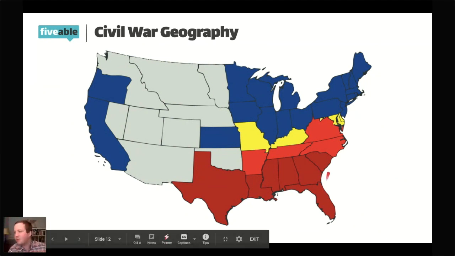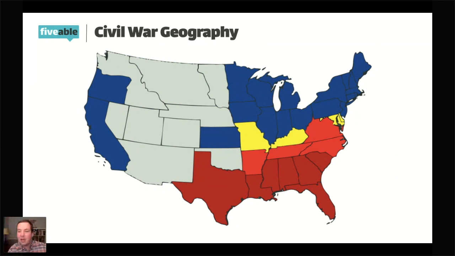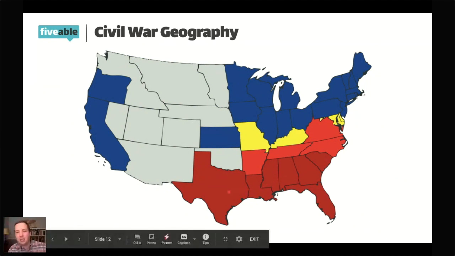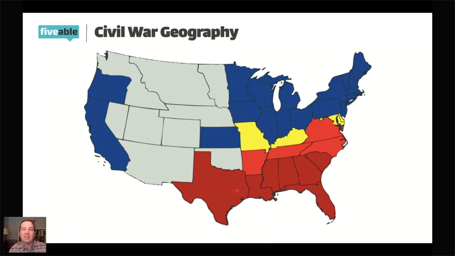So South Carolina is the first one to secede. They do so in December of 1860 after Lincoln is elected, but before he's inaugurated. And the rest of the Deep South, the ones that own the most slaves, have the highest percentage of slave owning. They're the ones that secede before Lincoln is even inaugurated.